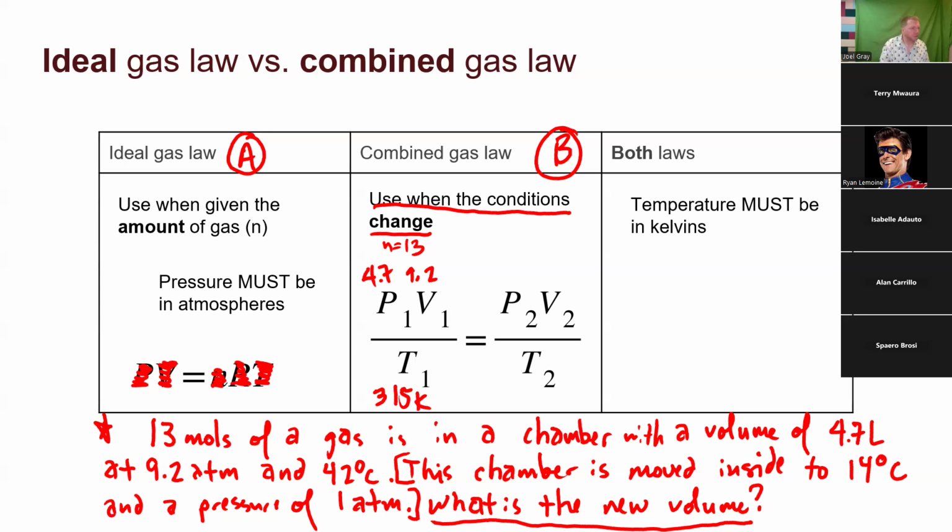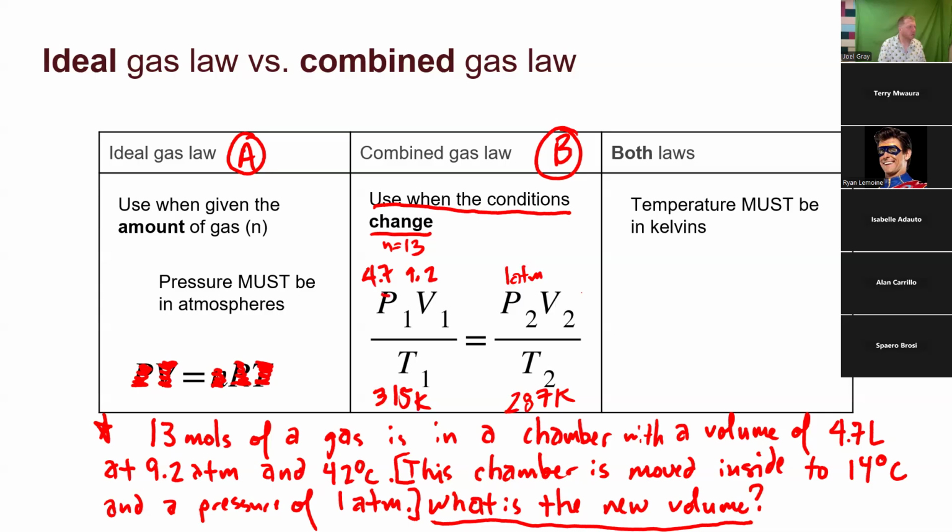This chamber is moved inside to 14 degrees Celsius. Okay, so that means our temperature is 200 and, let's see, 77. Nope. How about math, right, Joel? 287 Kelvin. Okay, so our temperature dropped, and a pressure of 1 atmosphere. What is our new volume?